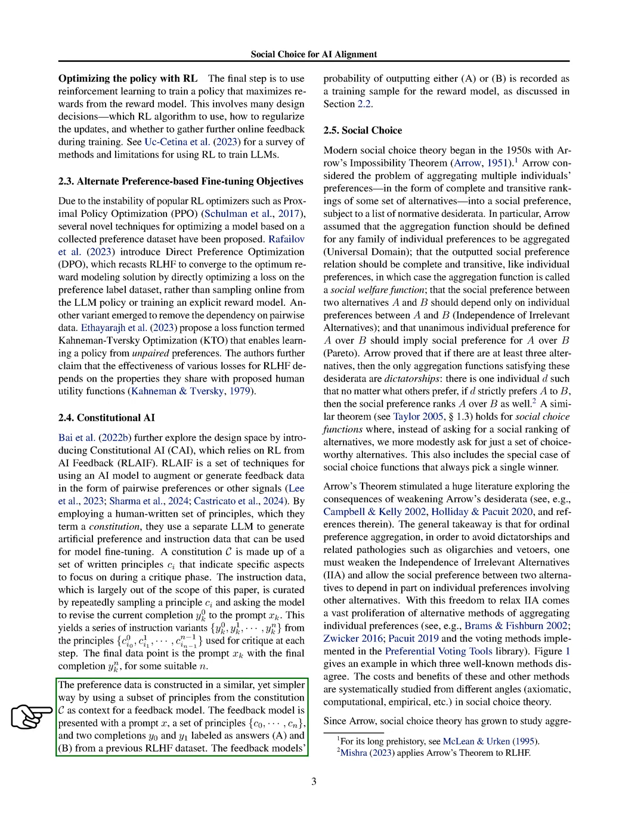Feedback data is constructed by providing the feedback model with a prompt, a set of principles, and two completions labeled as answers from a previous RLHF dataset. The feedback model's output probabilities are recorded as training samples for the reward model.